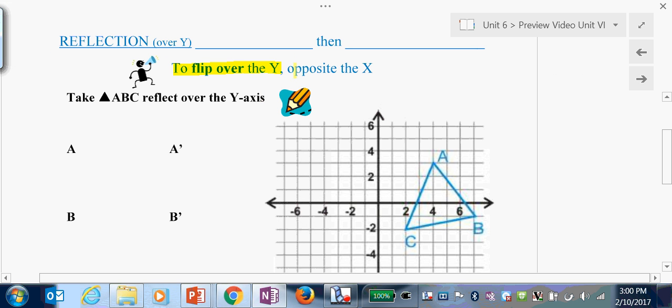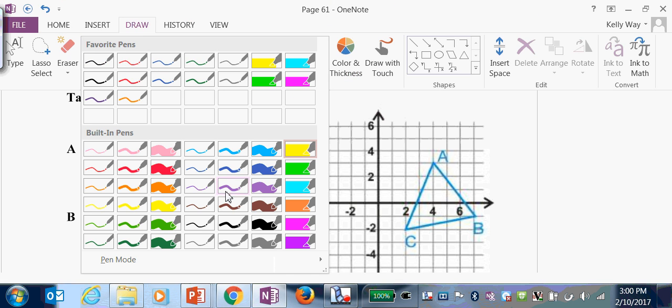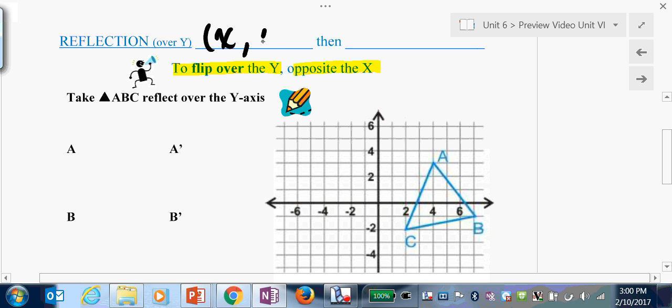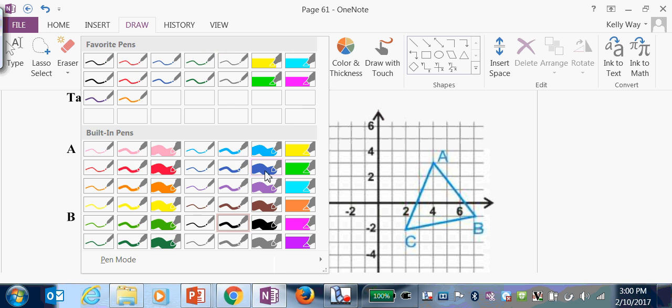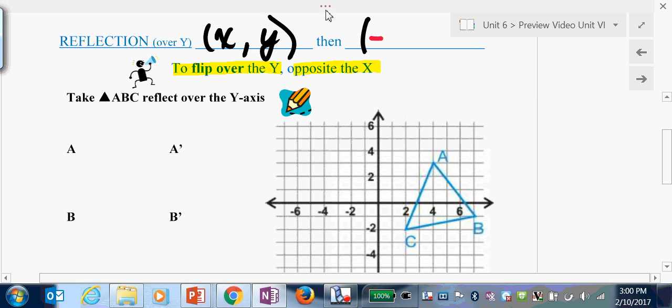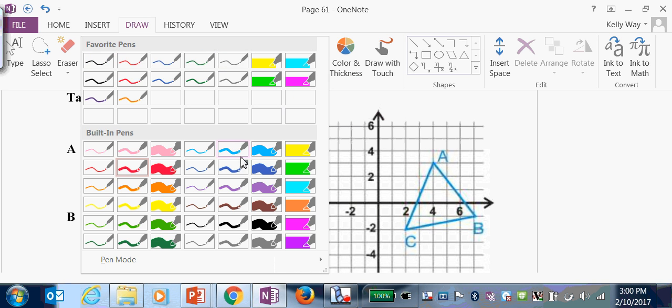To flip over the Y, opposite the X. So what we do here is if we have our XY coordinates, to flip over the y-axis, you simply opposite the x coordinate.